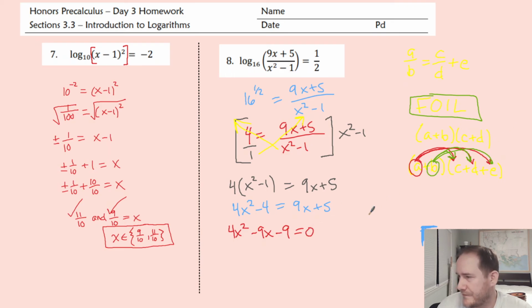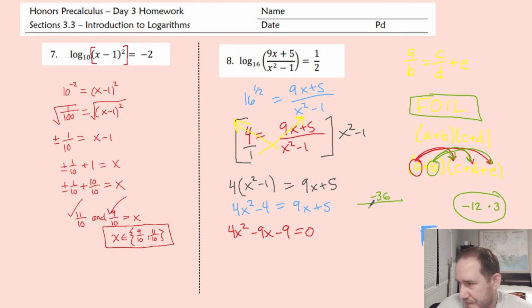We hope we can factor, so we have to do the AC method. So 4 times negative 9 is negative 36. We're hunting for factors of 36 that give negative 9. My plan is still, if you can't immediately see the answer in your head, then just be systematic about it. I immediately see the answer. It's going to be negative 12 and 3. So yippee.